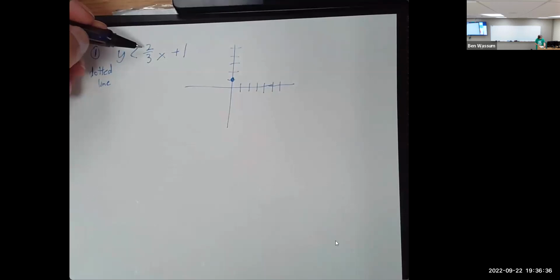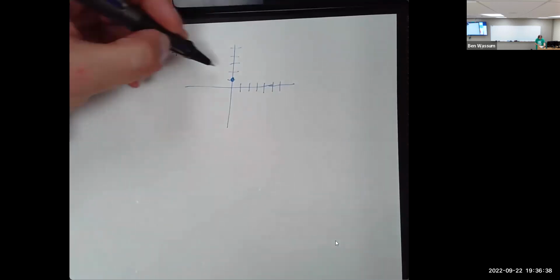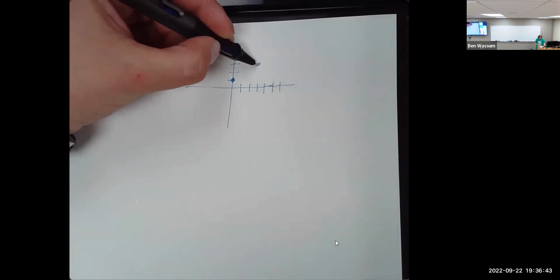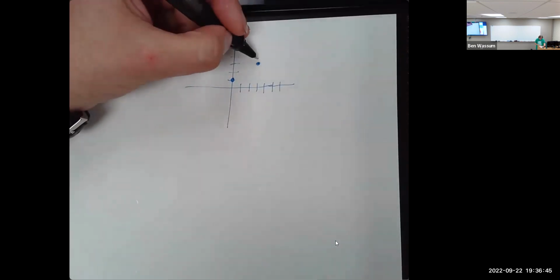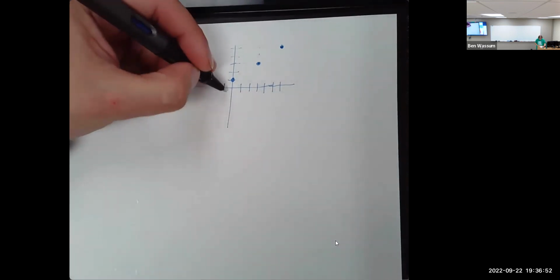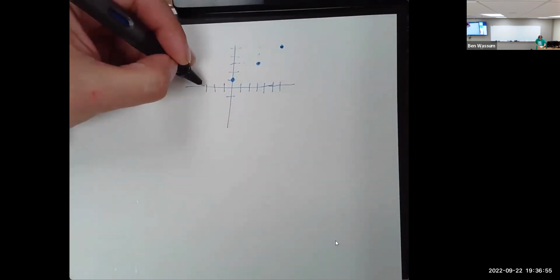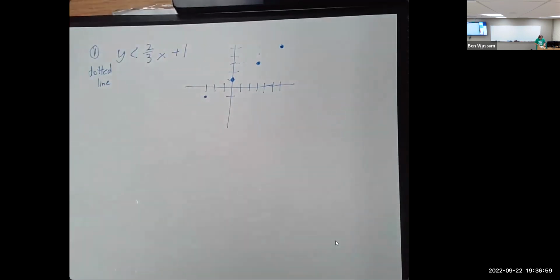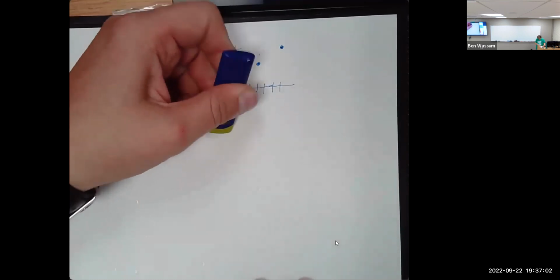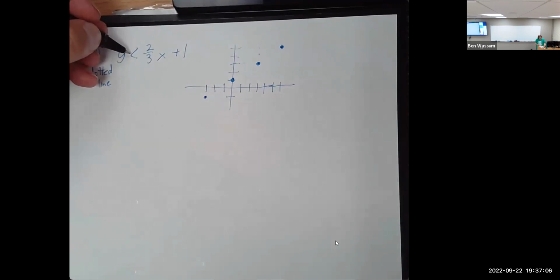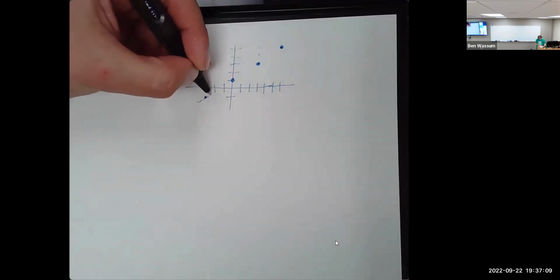So our slope is 2/3. So our rise is 2. Our run is 3. Could do another, rise 2, run 3. You could even go backwards if you want to, down 2, back 3. Doesn't matter. The only thing that matters is that we are going to treat this as an inequality. So since it's less than, we're going to use a dotted line.